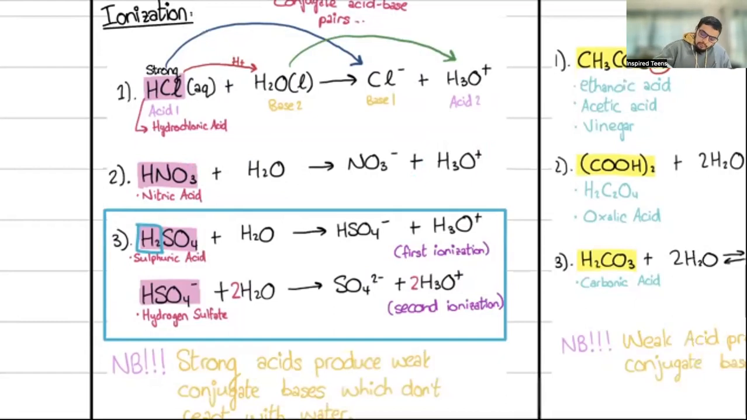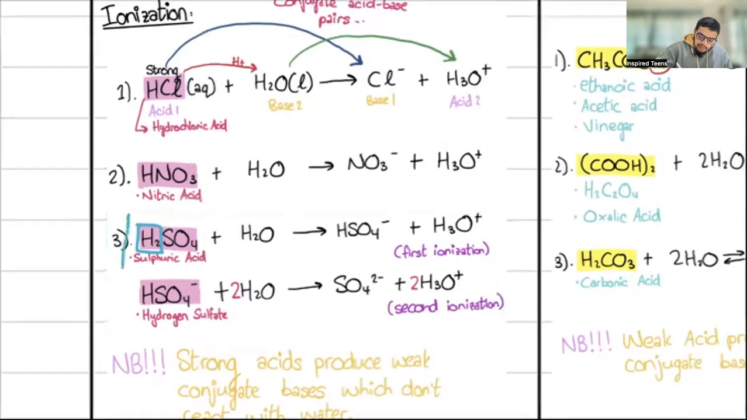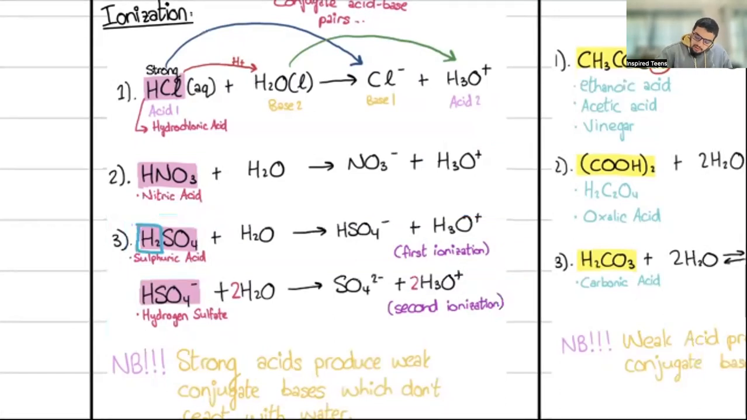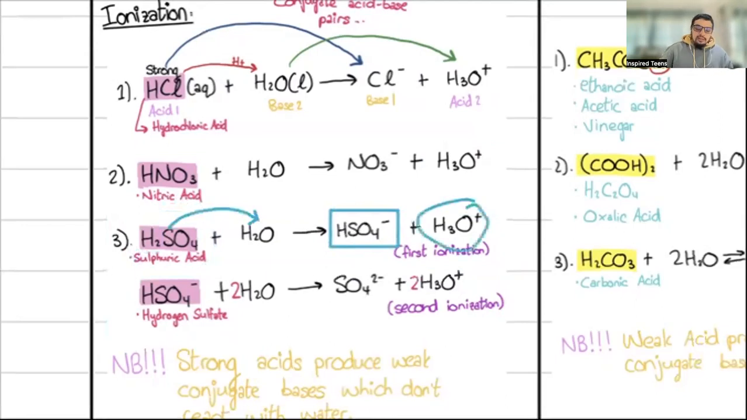Now, when we ionize H2SO4, let's look at this first step here. We're going to discuss why we have two steps for this. When we ionize sulfuric acid, H2SO4, in water, firstly it donates one hydrogen, and therefore it becomes HSO4 minus. So that's fine, right? I hope that should be clear. We have H2SO4. It's an acid, so it's going to donate one of its hydrogens to H2O. H2O is going to form H3O plus. Perfect.